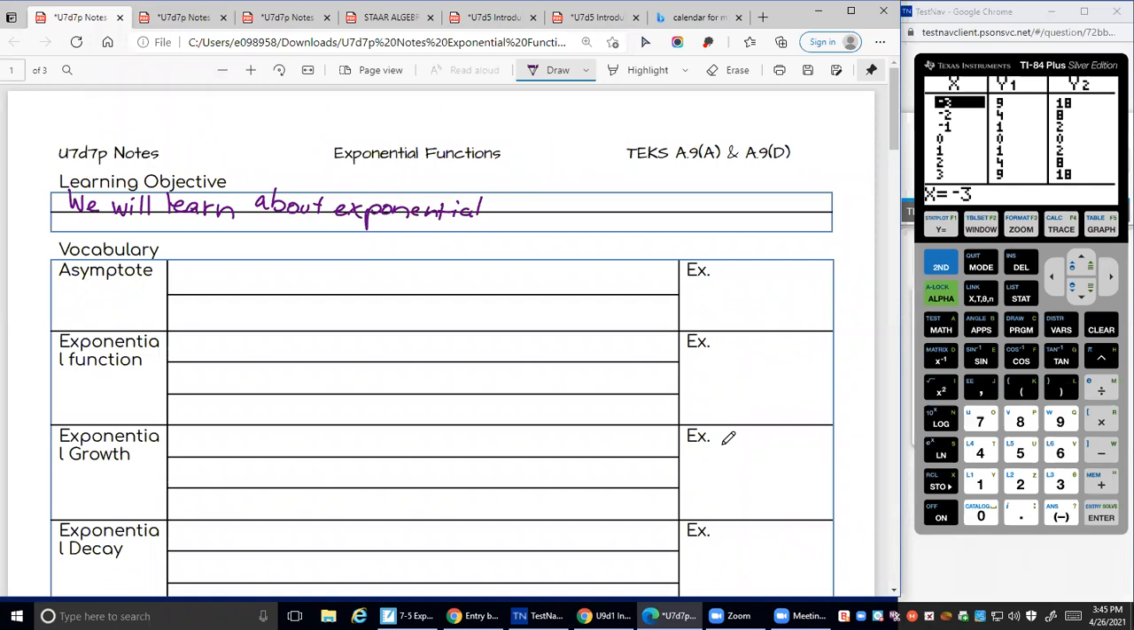All right. So we will learn today all about exponential functions, to include key features. So like, from a graph, that type of thing.